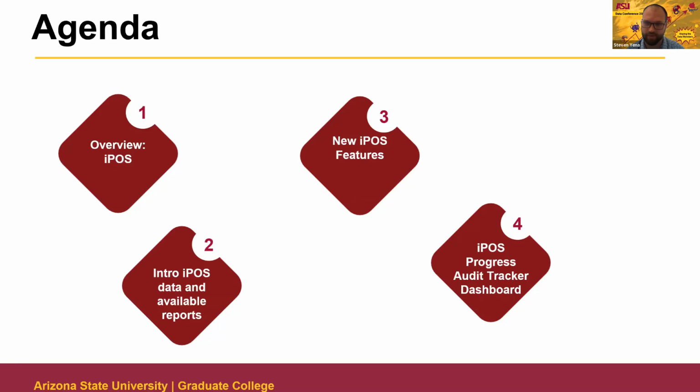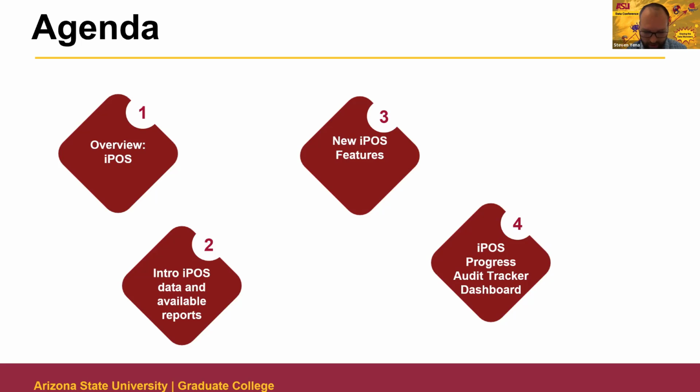So things like the Graduate Staff Advisor tool, online defenses as a response to COVID. We recently gave faculty access to the iPOS to do approvals for the first time. And then we'll dive into the iPOS progress audit tracker dashboard that we've been working on. This is something that's still in beta that staff have access to right now, and it's something that we're looking to roll out in 2021 to students and faculty as well. So we'll dive into that and some of the logic behind the scenes for that as well.